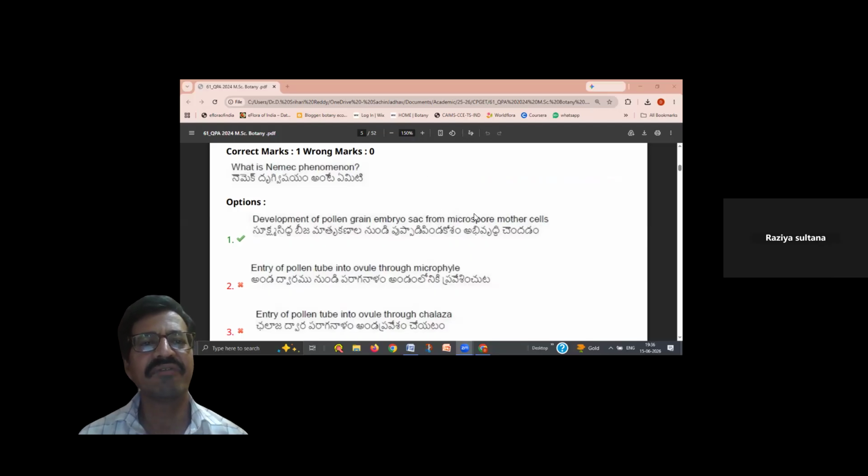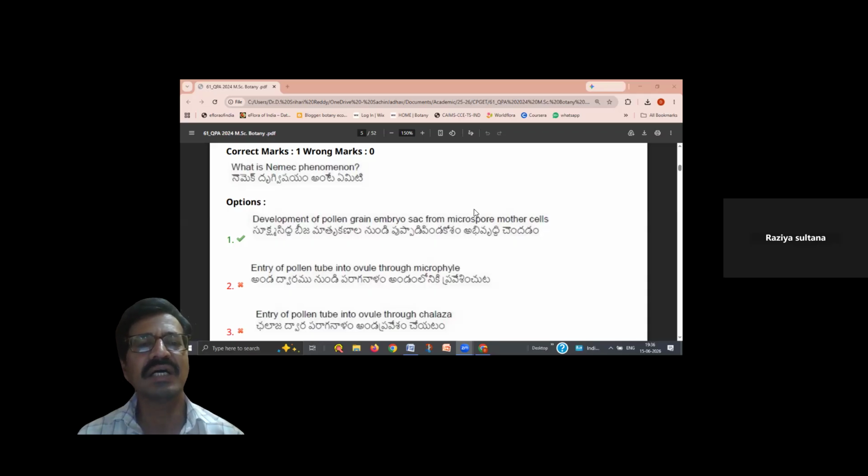If you see the difference between the male gametophyte, that means the structure of the microspore, we see the exine, intine, and a single nucleus in the microspore. That is also called the male gametophyte or pollen grain. But Nemec observed that there is an embryo sac-like structure in the pollen grain.